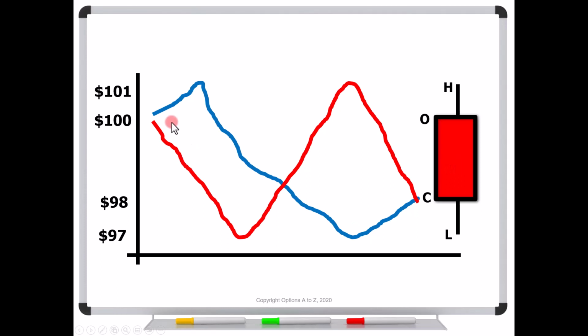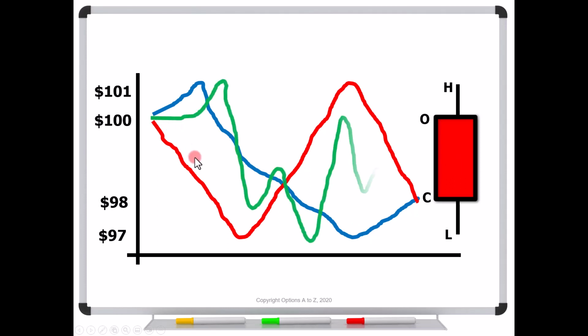And then finally, let's try a third one. We could open up here at 100, have some kind of crazy stock price path, but as long as we get the same open, high, low, close, it will also produce this identical red candle. So when you're looking at a candle, you can't look at this high and say, oh, that occurred off the opening bell or midday or towards the close. You just simply don't know by looking at this candle. All you know is that this is the open, high, low, close.